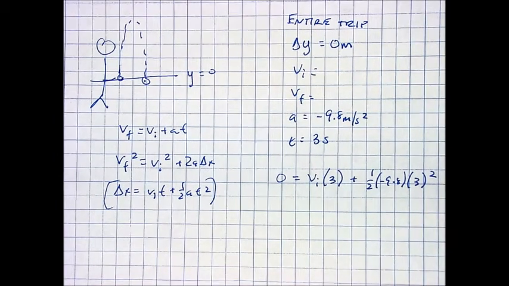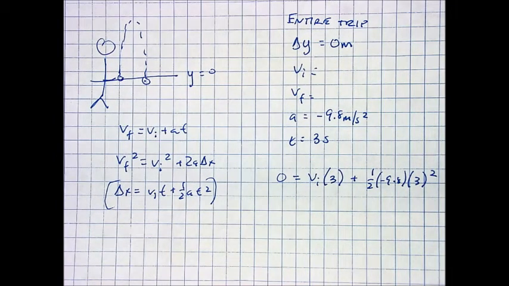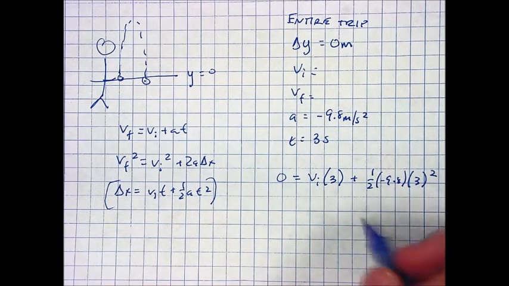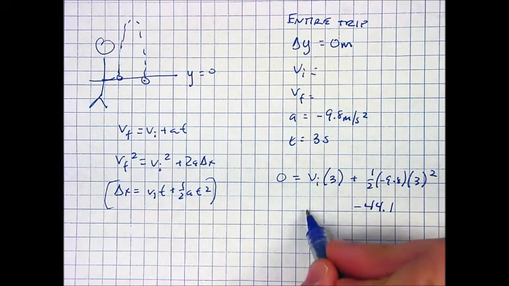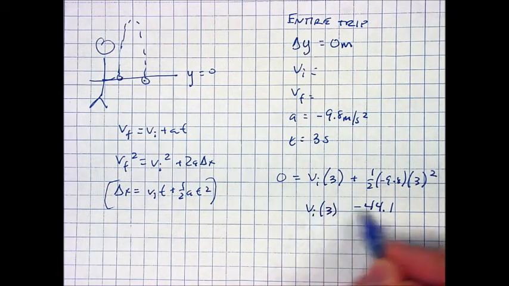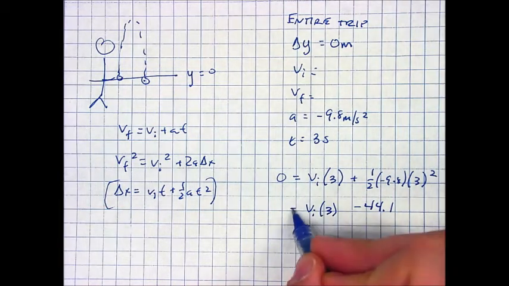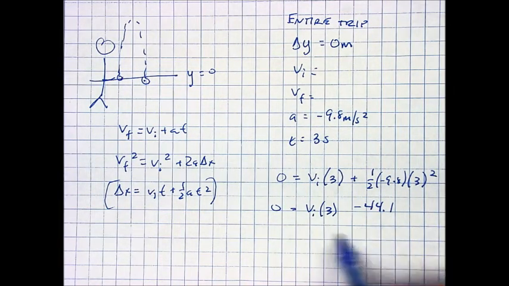Anyway, so you just go ahead and do some math there. So it's just 1/2 times negative 9.8 times 3 squared, which is 9. You get negative 44.1 for this section here, and that's v initial times 3 still. And that's still all going to be equal to 0. So we're just going to bring this over.